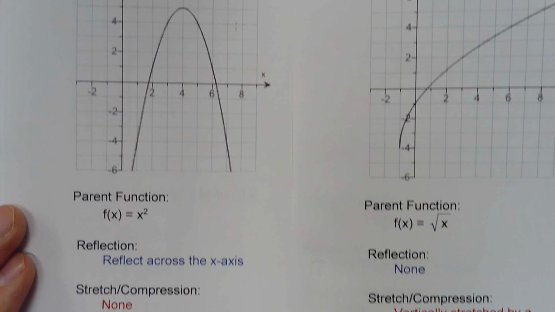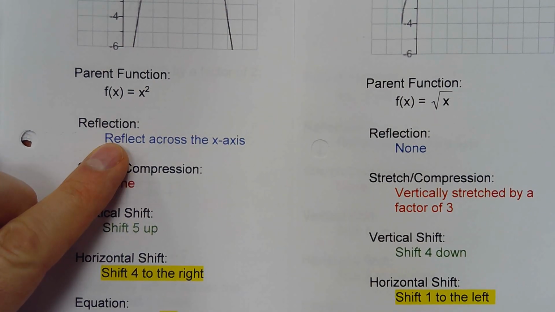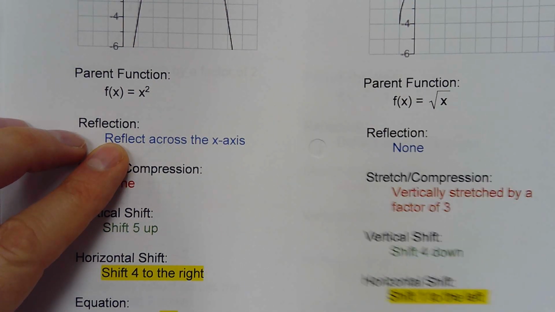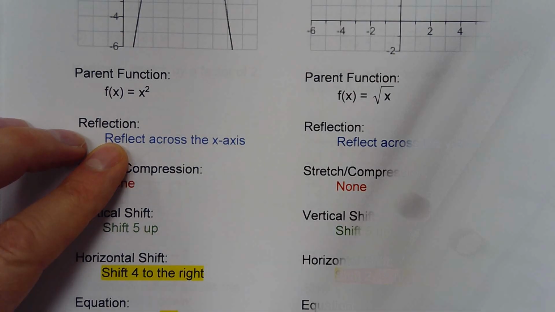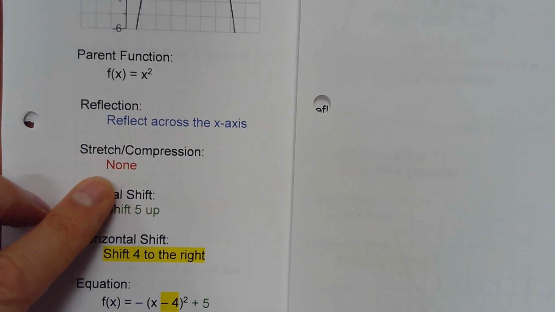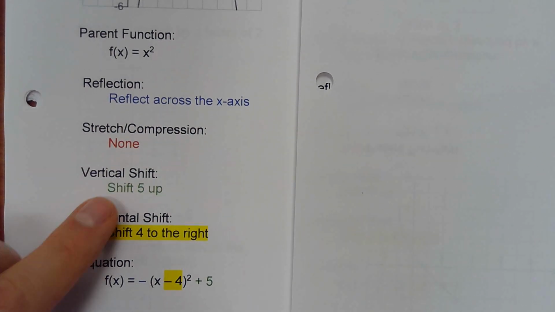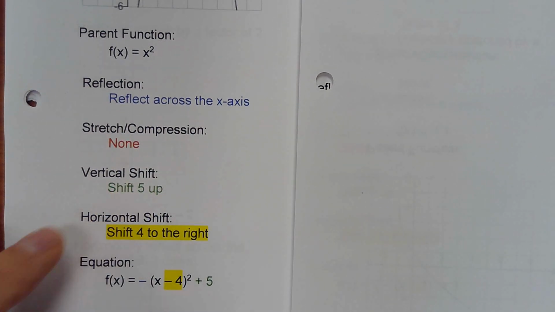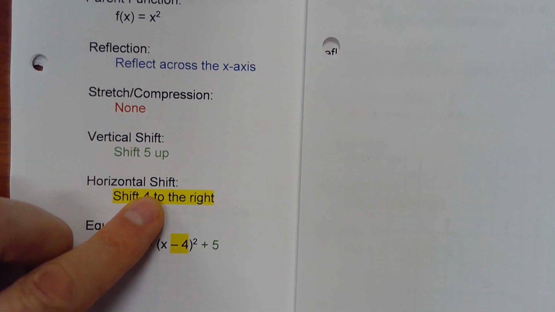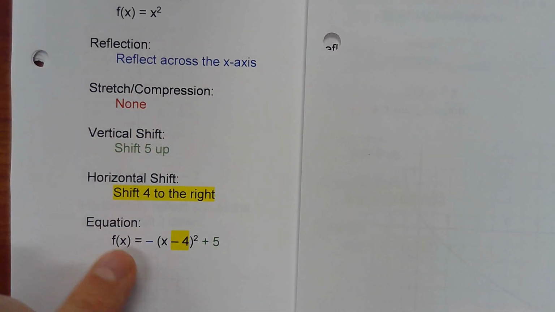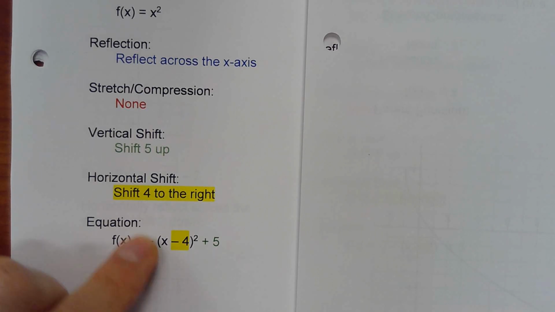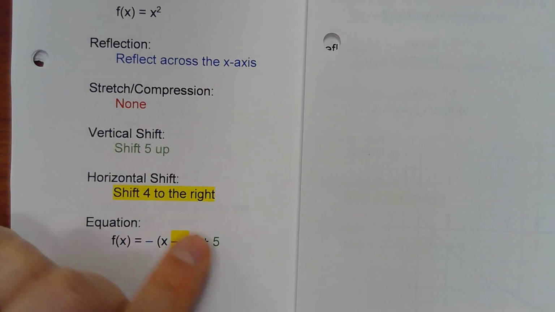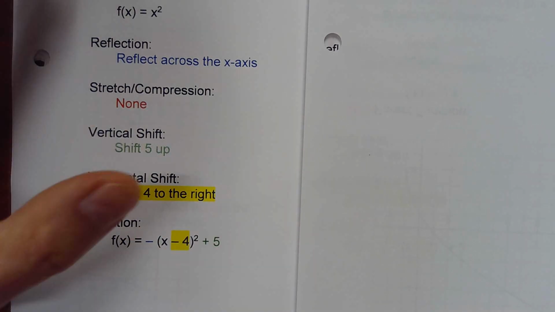So let's summarize. Reflect across the x-axis. Compression, there's none. It was shift 5 up and shift 4 to the right. So reflect across the x-axis, I need to put a minus. Horizontal shift to the right, so I need to put a minus 4. And then 5 up, plus 5.